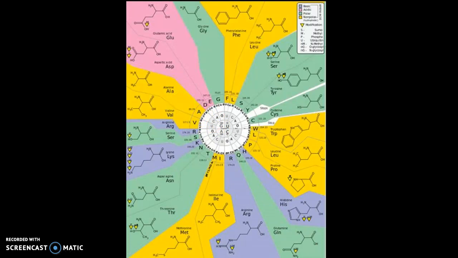And there are going to be acidic amino acids, aspartic acid and glutamic acid. There are going to be basic amino acids, arginine, histidine, lysine, and there are going to be polar and nonpolar. So the nonpolars are alanine, valine, methionine, isoleucine, proline, leucine, tryptophan, and phenylalanine.